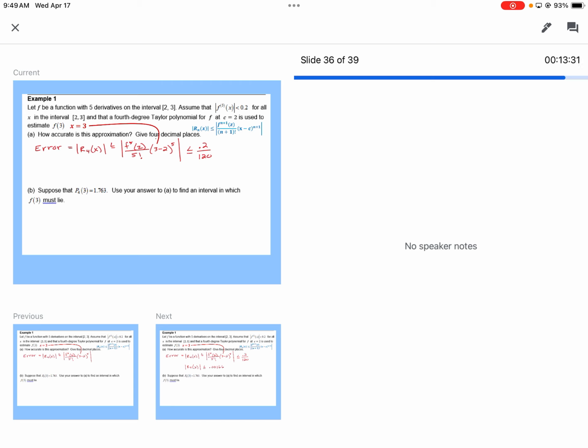Okay. So we plug that in here. We plug this in here. This gives me just what? 1, right? So at the most, that value is 0.2 over 120, less than or equal to. It does say give this to 4 decimal places, so to save time, because I believe you all can type things into your calculator, our error will be less than 0.00166.